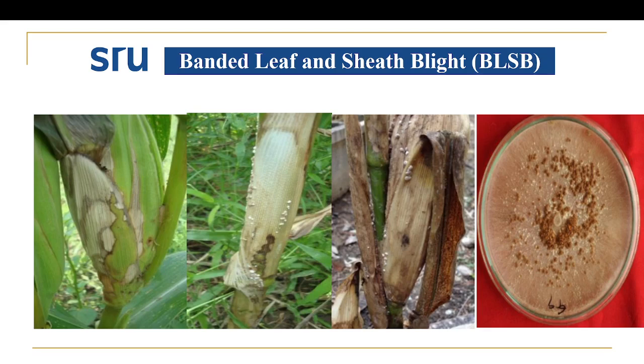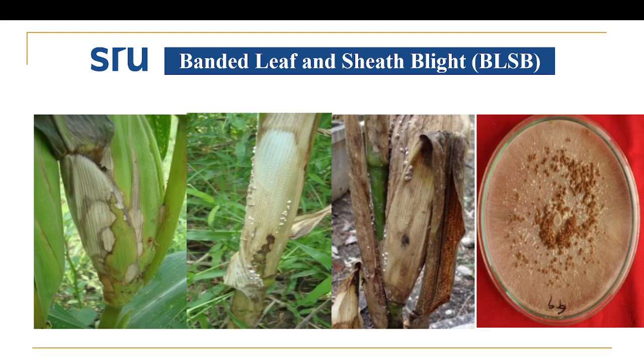So these are the images representing banded leaf and sheath blight. You can see the lower leaf sheath infected by the fungus, with a grayish, straw-colored, irregular margin appearance on the lower leaf sheath. Then eventually the pathogen will cause infection on the cob or ear.